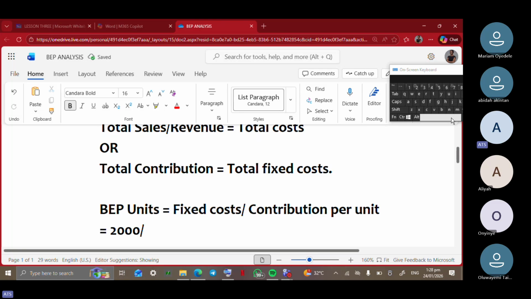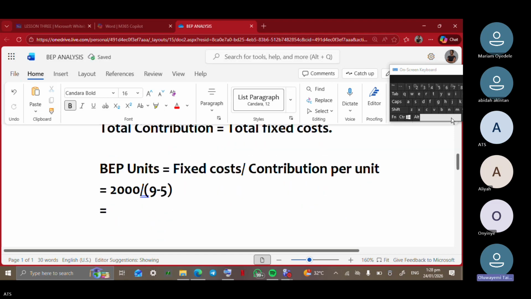How do you get contribution per unit? What is the formula? Did somebody write that down? Sales price minus cost price. Yes, selling price per unit minus cost price per unit. So what is your selling price per unit? The selling price per unit is 9 naira each. Nine minus what is your cost price per unit? Cost price is 5 naira each.